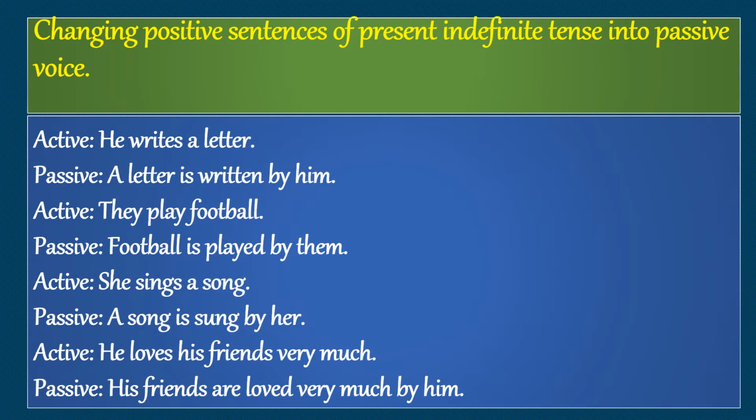Now I am going to change positive sentences of present indefinite tense into passive voice. Active voice sentence: he writes a letter. Its passive would be: a letter is written by him. The next sentence is, they play football. Football is played by them. She sings a song. A song is sung by her. He loves his friends very much. His friends are loved very much by him.